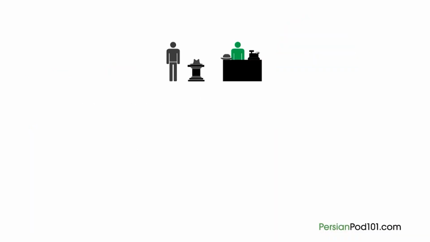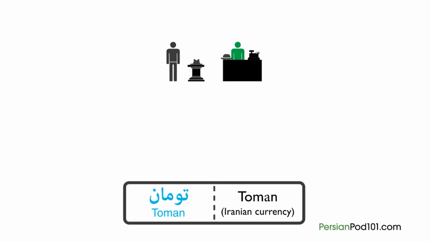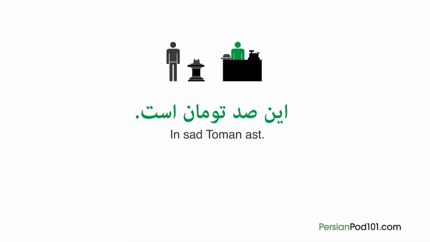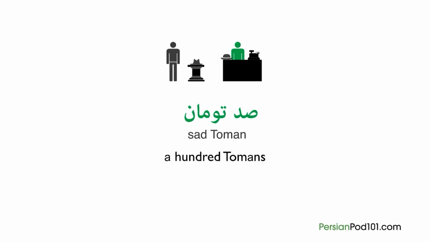At this point, the shop clerk can answer by saying the price. The currency in Iran is toman. For example, in 100 toman است. This is 100 tomans. In 100 toman است. Or he will just simply answer 100 toman.